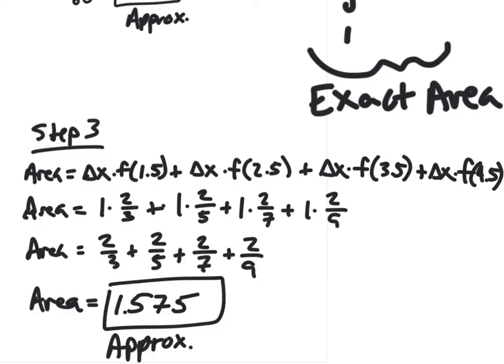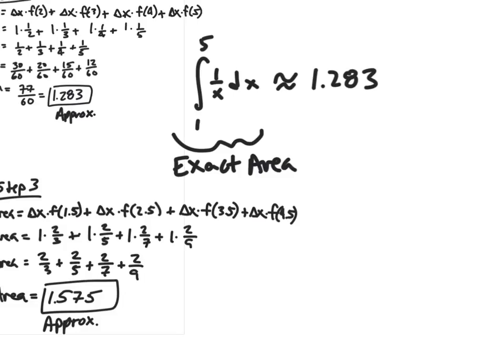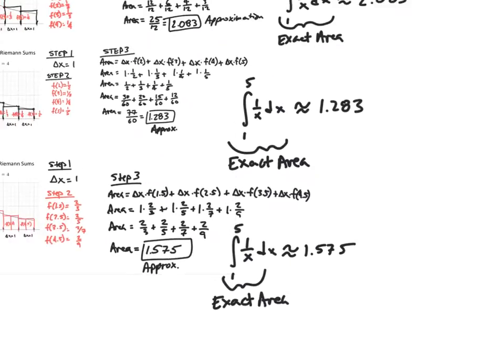Okay? And so then, what we would say here, folks, is that our exact area from 1 to 5 of 1 over x dx is approximately equal to 1.575. Okay? And this is an approximation. When I write this notation, this means the exact area. But what we've found is we are approximating. We are approximating that exact area.